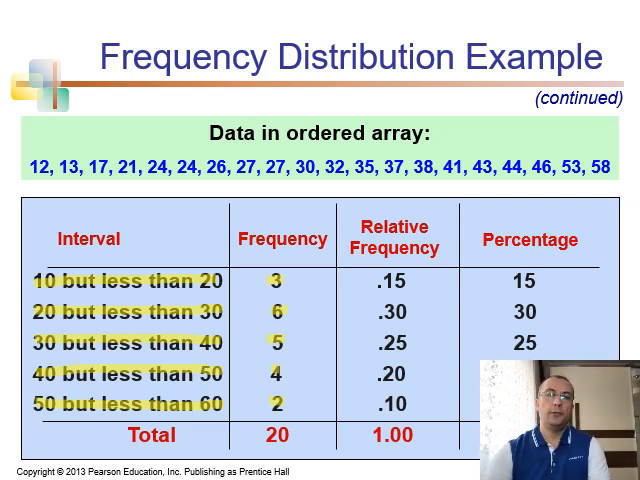And if we divide the frequency by the total number of observations, in this case our total number of observations is 20, 3 over 20, that's equal to 0.15. So this will be the relative frequency. The relative frequency will be 0.15. And you can always multiply this number by 100. So if you multiply 0.15 by 100, you'll get a percentage of 15%.